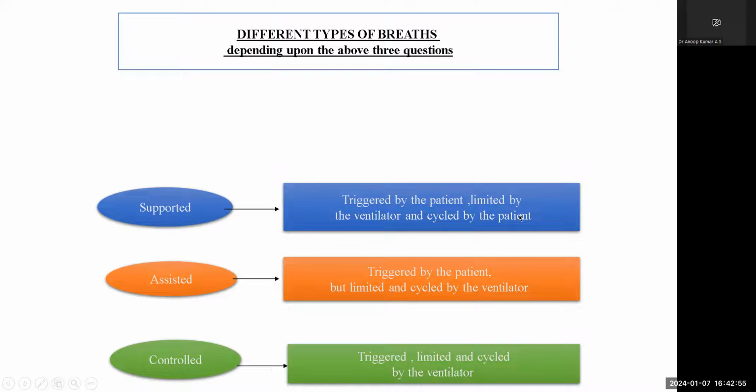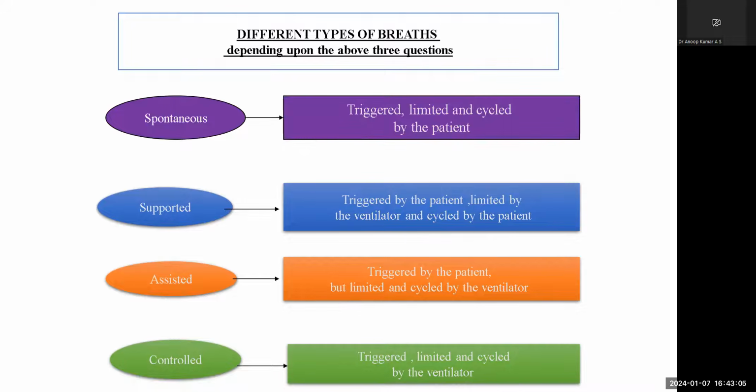So this is very important. In a supported mode, it is always cycled by the patient. But in all other areas, it is cycled by the ventilator. That concept also should be clear.